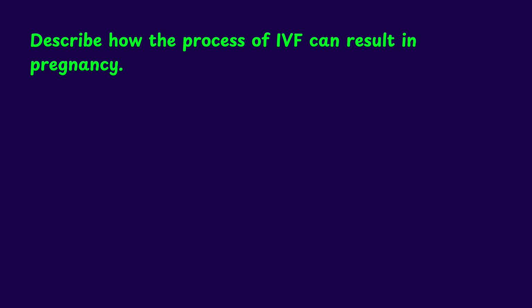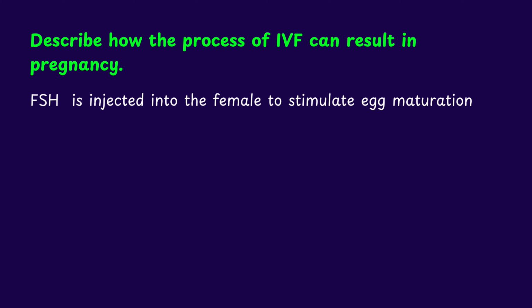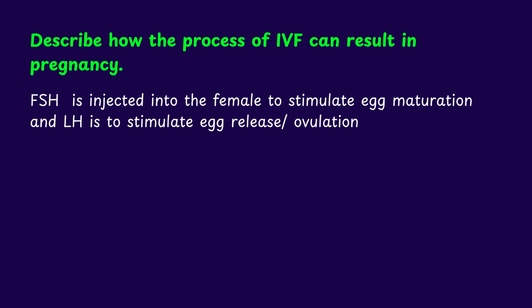So this is what you would write in your exam if you were to get a question like this. Describe how the process of IVF can result in pregnancy. So I'm going to be removing all of the extra points that I had on the previous slide so that you know exactly what to write for 4 marks. First point, FSH is injected into the female to stimulate egg maturation and LH to stimulate egg release or ovulation.